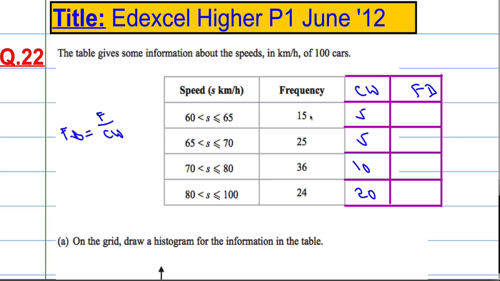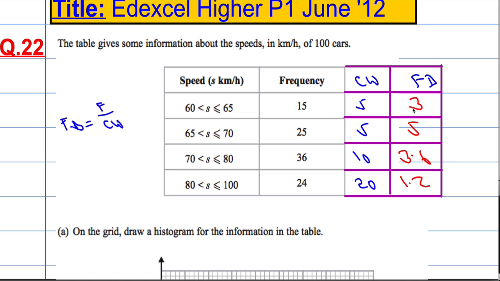Okay, so we're going to do 15 divided by 5, and we get 3. 25 divided by 5, we get 5. 36 divided by 10, 3.6. And 24 divided by 20 is going to be 1 and 4 over 20, which is 1 and 1/5, so 1.2.